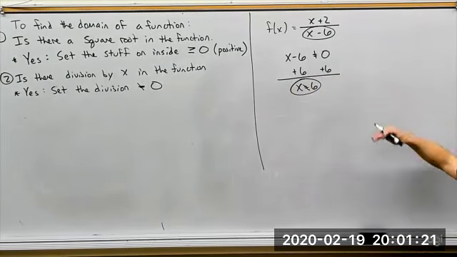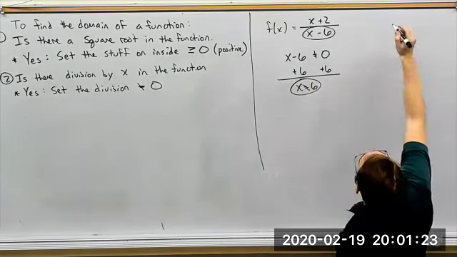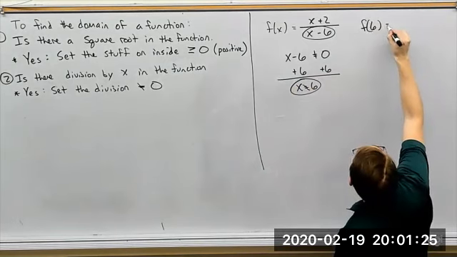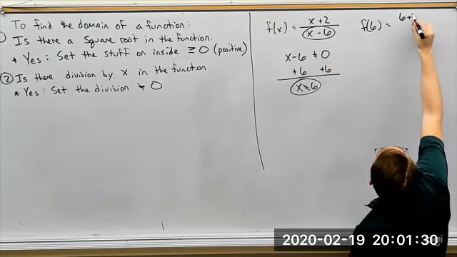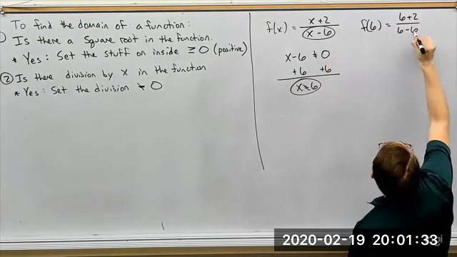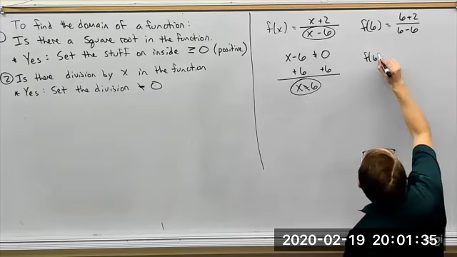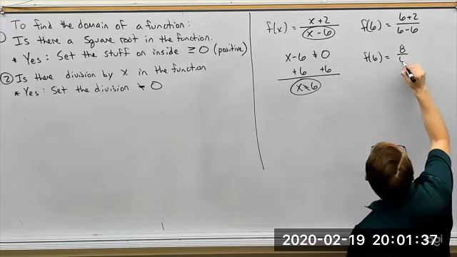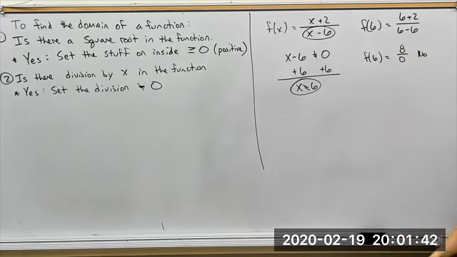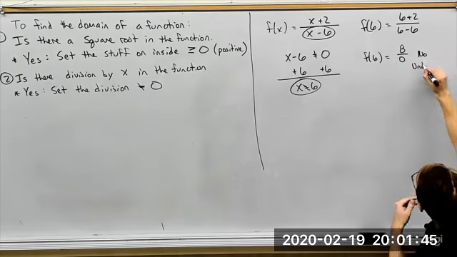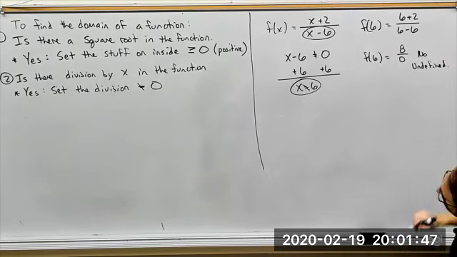So first of all, let's check. Why doesn't this work? Because if we do f of 6, let's plug in 6. We get 6 plus 2 divided by 6 minus 6. That's 8 divided by 0. Can we do 8 divided by 0? No, you can't do it. It's undefined. Okay. All right, perfect. We got an example.